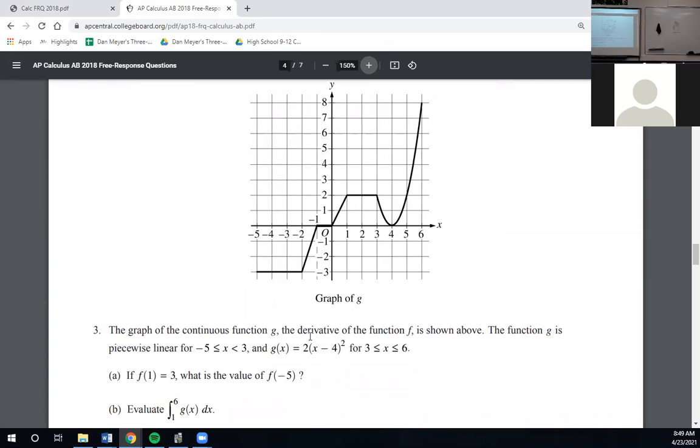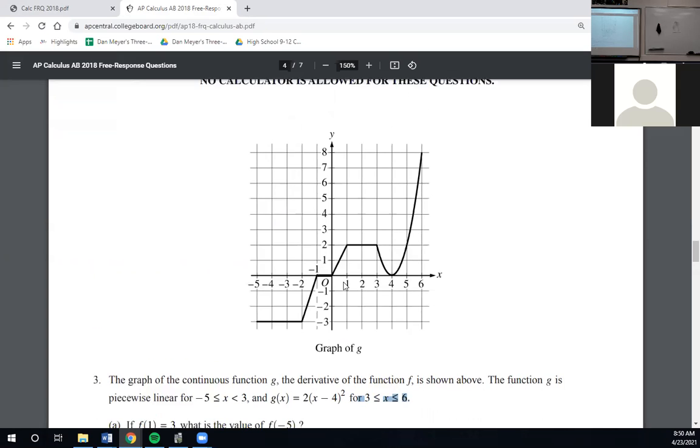And it's saying that the function is piecewise linear from -5 to 3. So from -5 to 3, we're basically using segments. And when we do integrals, we're just going to use area formulas. When we do derivatives, we're just going to use slopes. Then from 3 to 6, we're using this parabola. And so that might require you to do some antiderivative work or something like that.